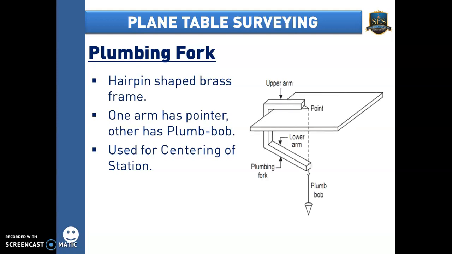In this diagram, we are able to see a drawing table, which is also called as plane table, with a plumbing fork. The plumbing fork has an upper arm which has a pointer at its edge, while the lower arm has a hook type arrangement to attach the plumb bob. In combination, this instrument is used for centering of any station.